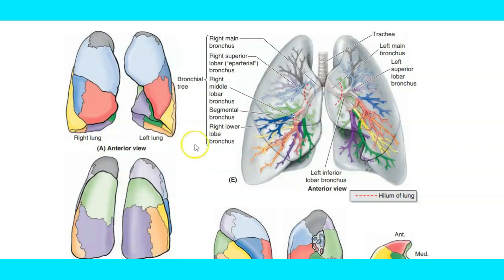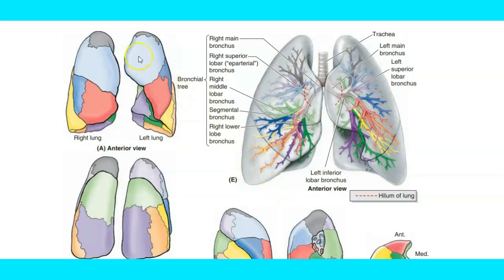Okay, you can see the lungs here, right? You have the right and the left, and you can see the branches here. It divides. There are multiple branches from primary to secondary, secondary to tertiary. Tertiary is the segmental. Then from segmental into bronchioles and the rest.